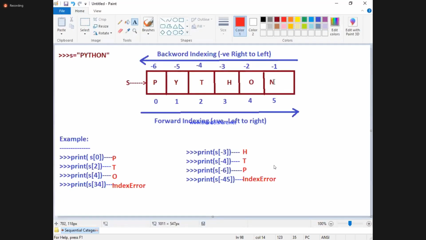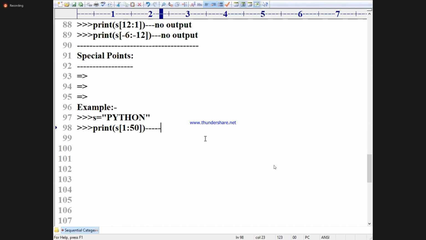End of the string means what? N. So what is the answer for this? YTHON. Are you understanding? Actually, 50 was not there.